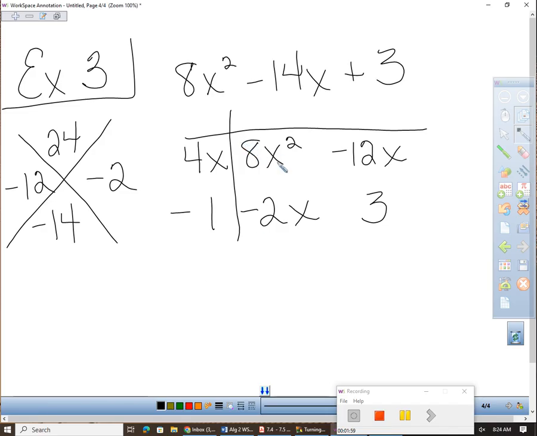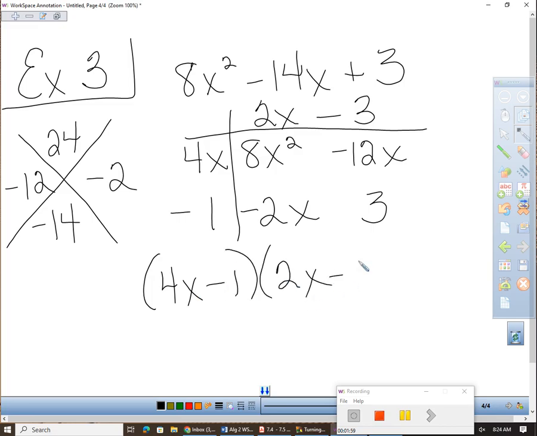What's in common in 8x squared and negative 2x? 2x, good. And what's in common in negative 12x and 3? A 3. Now, there's a negative right here we got to take, so we're going to take a negative 3. If there's a negative right next to the side, we take a negative. So, again, we can check. Negative 3 times negative 1 does give us a positive 3, so it all works. Now we can write our factors. 4x minus 1 and 2x minus 3.